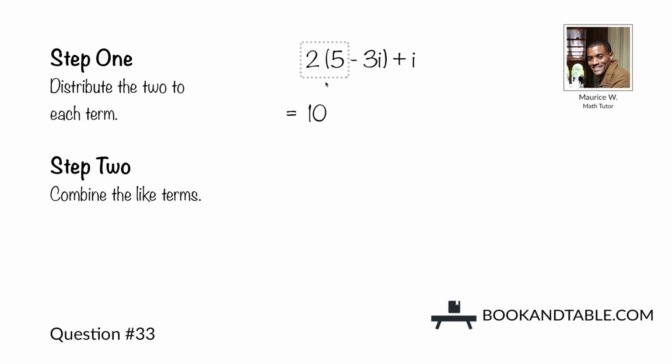So we want to take the expression and expand it and then simplify it into a complex number. Then we can use our formula for the complex number to find the modulus. So we first want to distribute the 2 on the outside of the parentheses to both numbers inside of the parentheses, giving us 2 times 5, which is 10, and 2 times negative 3i, which is negative 6i, plus i. Negative 6i plus i is equal to negative 5i. So 2 times 5 minus 3i plus i is equal to 10 minus 5i.